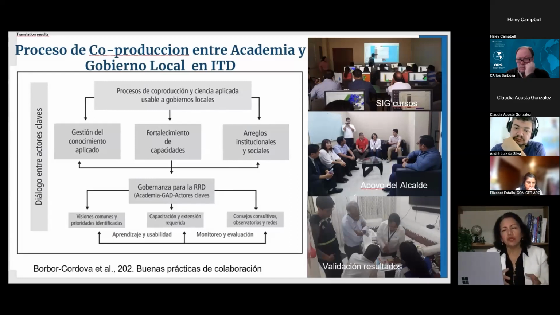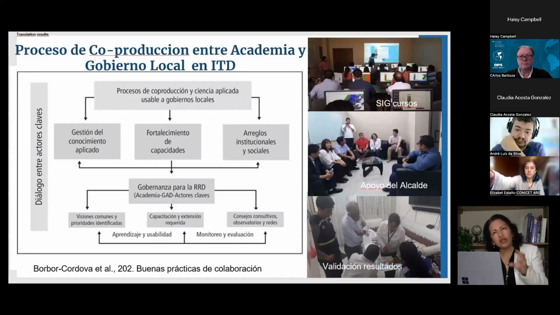And what we see here is that it's very important to have good governance between these stakeholders. And for this, we need to develop a common vision and identify the priorities, to have continuous training and constant outreach, and also to give a voice and opportunity to participatory committees from the community, to have them interact with the local governments, where academia can also help be an interlocutor.